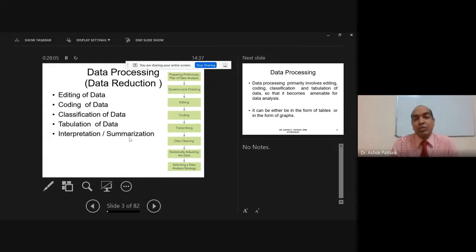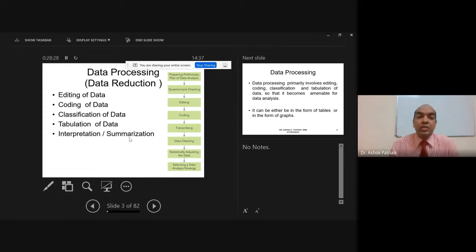Otherwise, collecting data which you cannot analyze is of no meaning, right? So you start with editing of data, and these are the 5 different steps. We'll discuss all of them in detail, which we also call data reduction, because a lot of piles of data will come to you. You have to pick up the right one for your analysis.